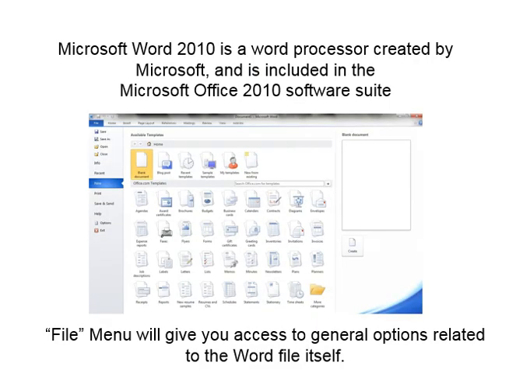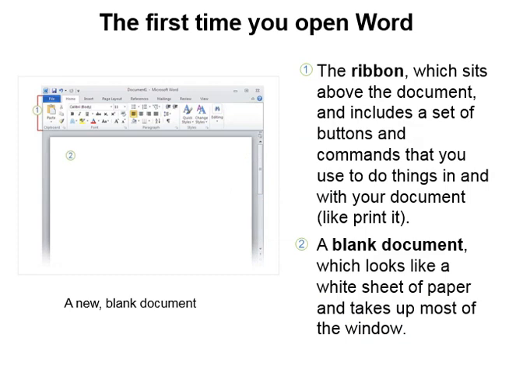Microsoft Word 2010 is a word processor created by Microsoft and is included in the Microsoft Office 2010 software suite. The File menu will give you access to general options related to the Word file itself. The first time you open Word, you will see the ribbon, which sits above the document and includes a set of buttons and commands that you use to do things in and with your document, like print it, and a blank document which looks like a white sheet of paper and takes up most of the window.